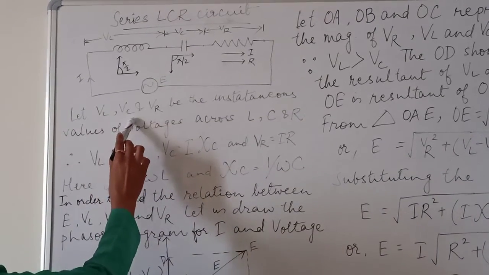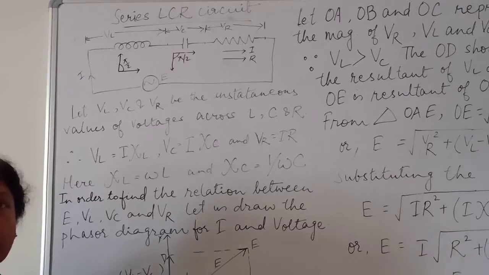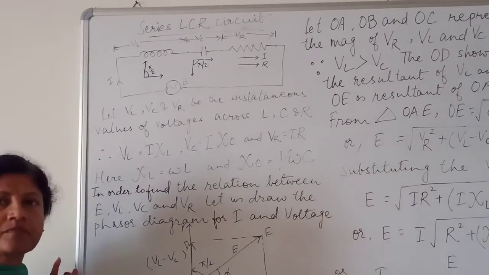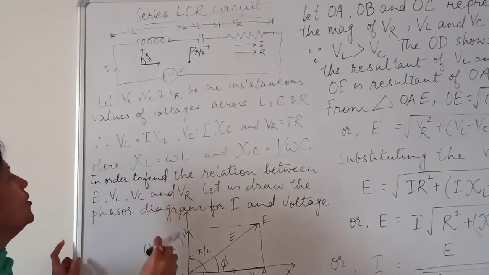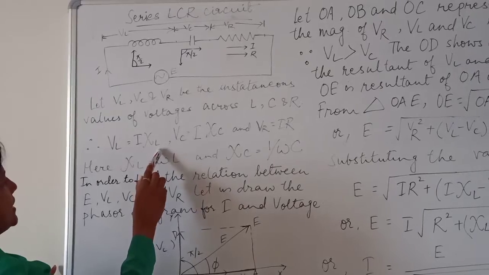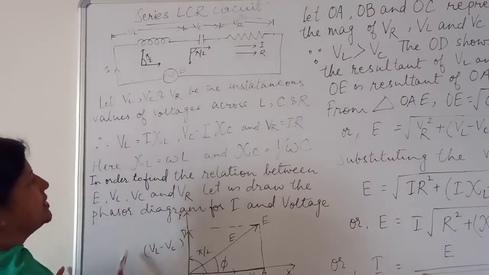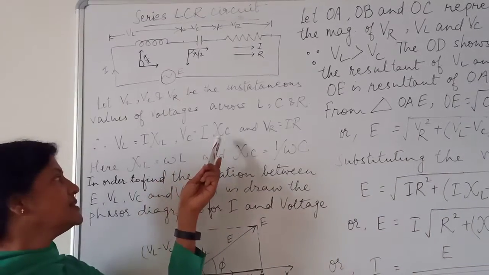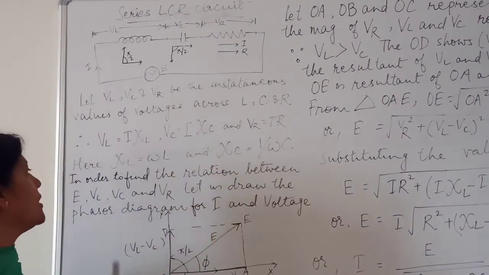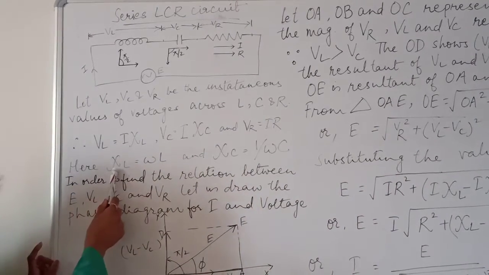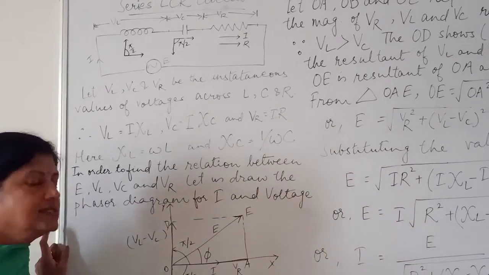Let VL, VC and VR be the instantaneous values of voltages across L, C and R. Now, from Ohm's law, we know that V is equal to IR. So for the inductor, VL is equal to I XL. For the capacitor, VC is equal to I XC, and across the resistor, VR is equal to IR. Here, XL is equal to omega L and XC is equal to 1 upon omega C.